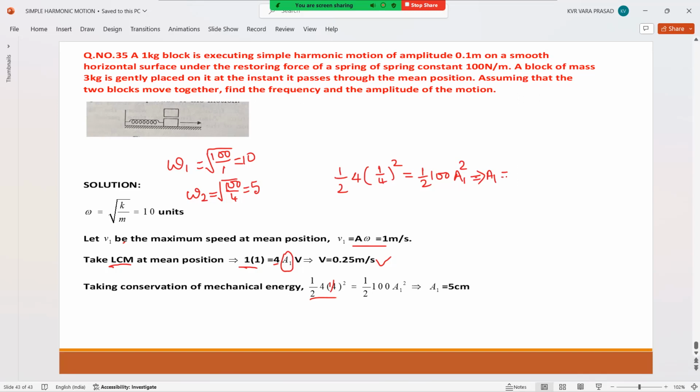A1 equal to, half gets cancelled. 1 by 16. Remaining is 1 by 4. So A1 is equal to 5 centimeter. This is now present amplitude. So initially amplitude was 0.1 meter, means 10 centimeter. Now it is becoming half. Okay. This is a way of calculating amplitude.